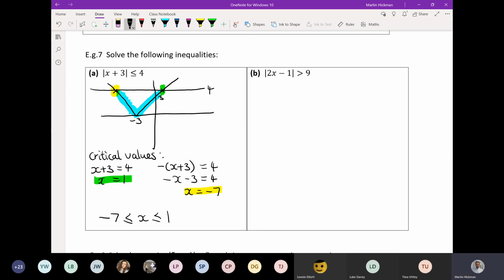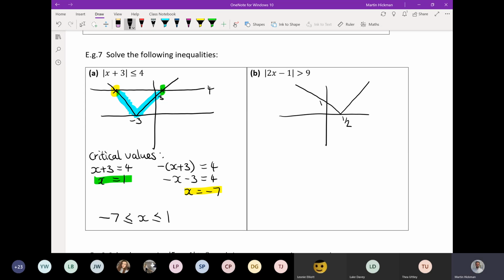Let's have a look at another example now. So I've got modulus of 2x minus 1 is greater than 9. Draw a sketch. So your root of 2x minus 1, that would be a half, and it would cross through at -1 originally. But what would happen is you'd reflect it. So it's now going to cross through at +1 instead.